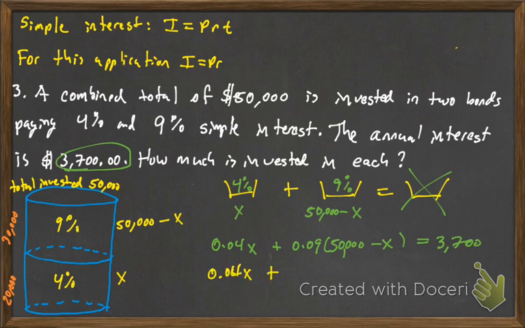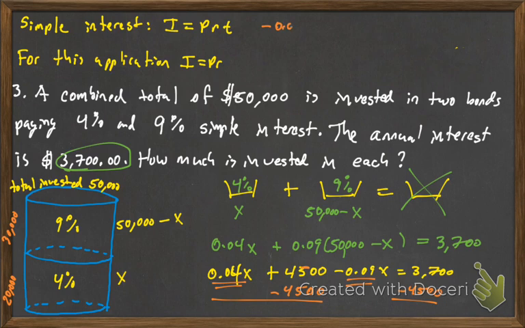Okay, distribute the 0.09 through. You get 4,500 minus 0.09x equals 3,700. Go ahead and subtract the 4,500 from both sides. Combine your like terms. We got negative 0.05x equals negative 800, and I did migrate to the top because I ran out of space. So we have negative 0.05x equals negative 800. Divide both sides by negative 0.05. X is equal to 16,000, and that was at the 4%.